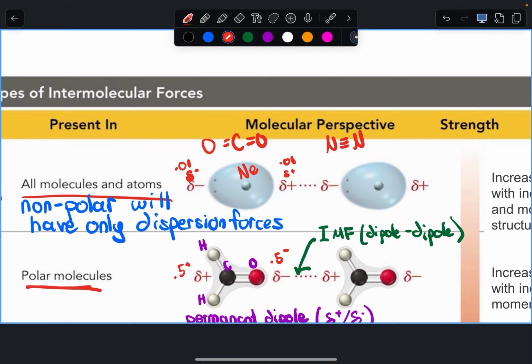So because it's not inherent in the molecule, it's very, very small, but it still creates an attraction between the molecules. But it's really small, so it's easily broken. That's why we see these having relatively low boiling points. That's why carbon dioxide and neon and nitrogen gases are all gases at room temperature.